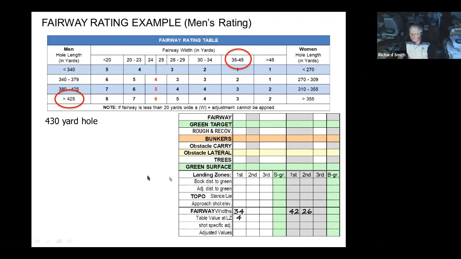For the bogey now, the 42 width is in this column. That gets us a 3 from the table. Goes here. And then the second landing zone similarly gets a 5, which goes here. And this is why we have all of these columns, so that we can very easily keep track of what happens at which landing zone.